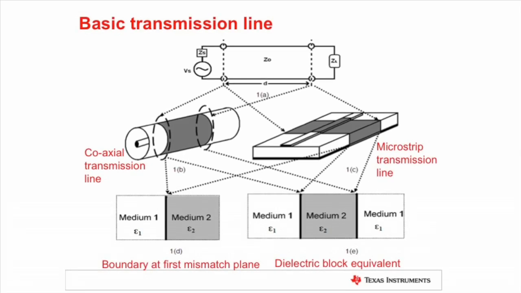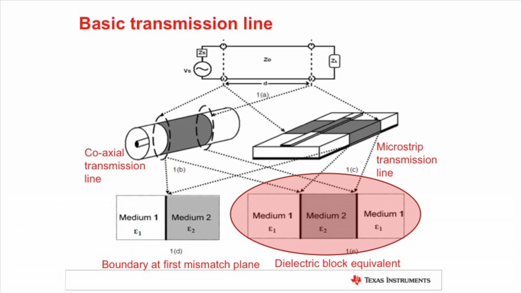If the transmission line, which could be a coaxial transmission line shown here on the left side of this slide, or a microstrip transmission line shown on the right side of this slide, has the characteristic impedance not matched to either the source or to the load, then there will be reflections at the plane of mismatch. This plane of mismatch could be considered as a boundary of two mediums with different dielectric properties shown on the bottom left side of the screen.